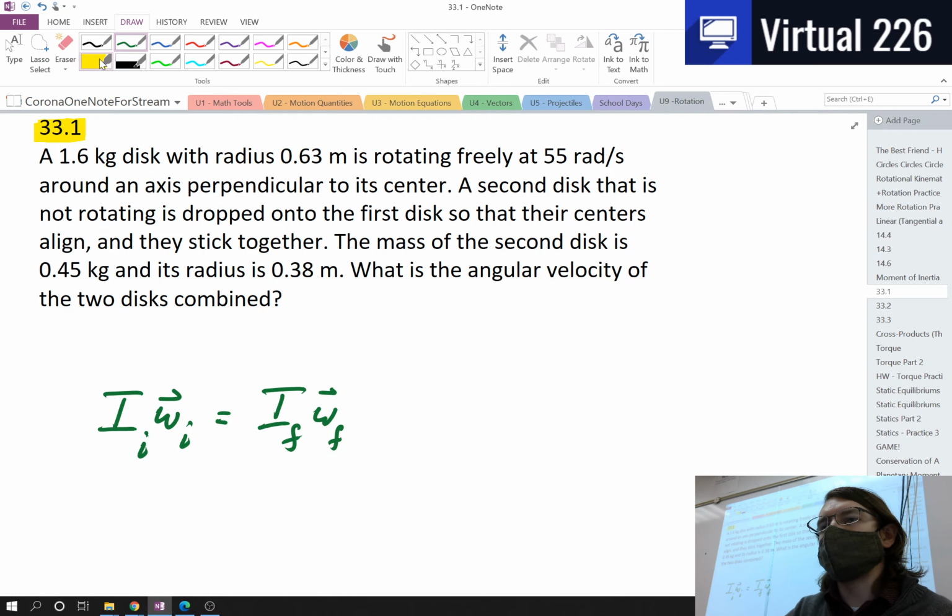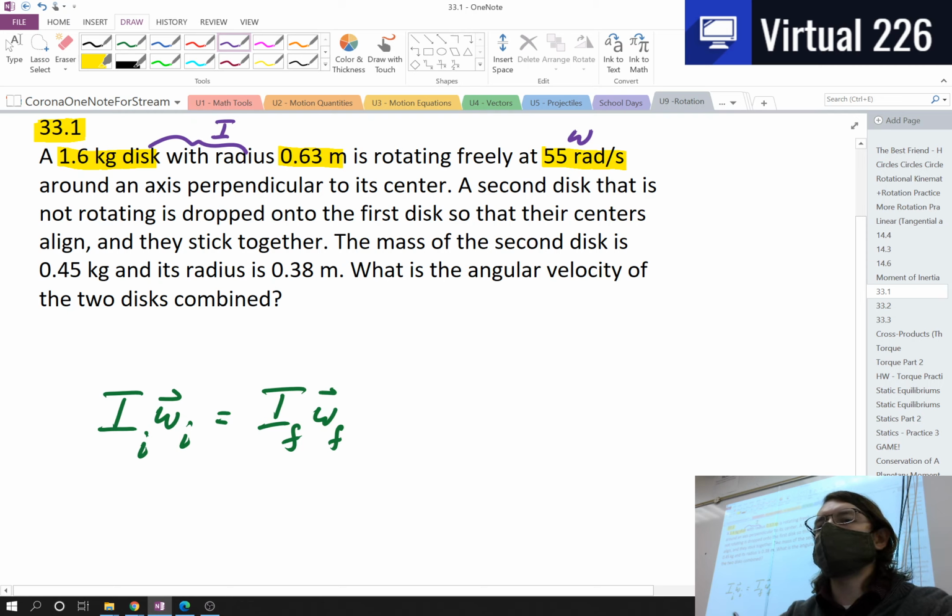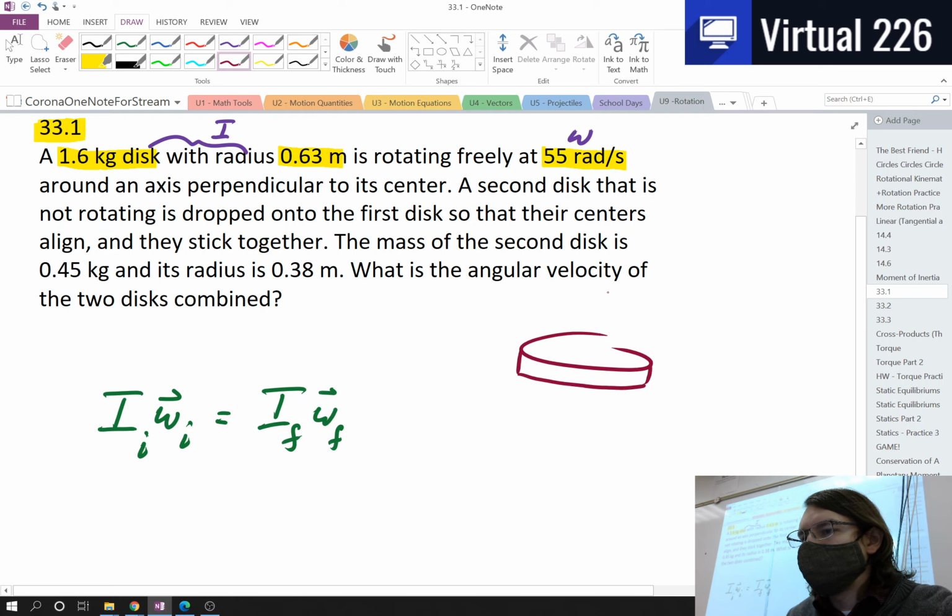Now what we have in this problem is a 1.6 kilogram disk with a radius of 0.63 meters, rotating freely at 55 radians per second. So we've got a nice omega right here. This mass and radius together are going to help us find our moment of inertia I. They're rotating around an axis perpendicular to the center. So we have a disk like this, and the axis is going through the center of it.